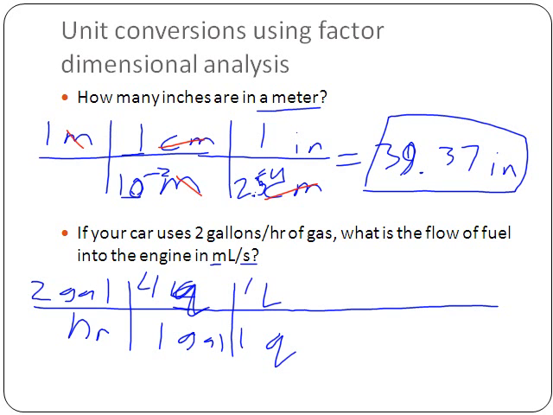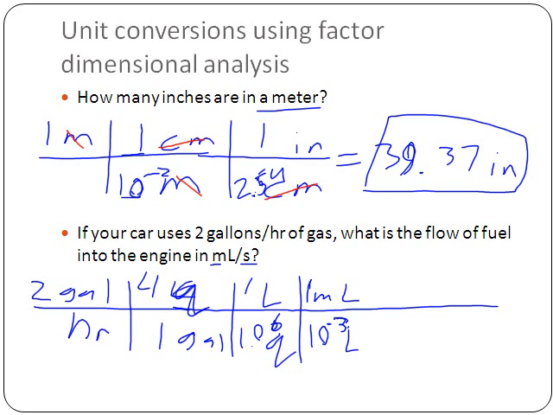So in 1 liter, there are 1.06 quarts. And then once we've got to liters, we want to get rid of liters and go to milliliters. So there's 1 milliliter. In 1 milliliter, there's 10 to the negative third liters, because milli means 10 to the negative third. And so at this point, we've got this into milliliters.